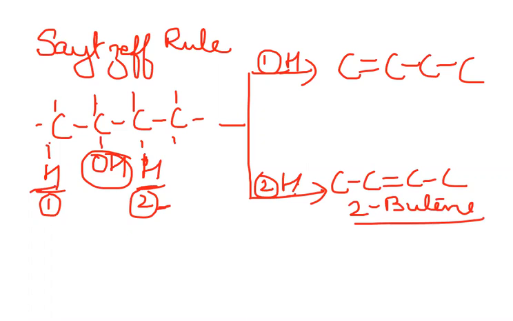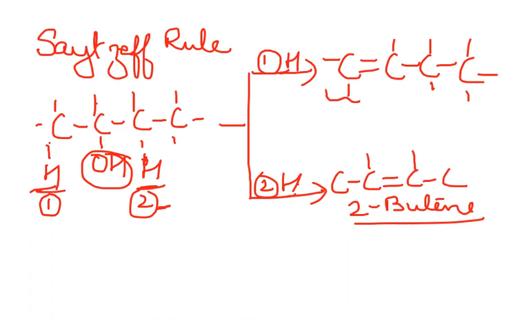What does the Saytzeff rule tell you? That whenever there is an option for the molecule to lose hydrogen and form an alkene in the case of alcohol, or in case of dehydrohalogenation also, the preferred product is a more substituted alkene. So which one is a more substituted alkene? In this case, you see this is having 2 hydrogens and this is having 1 hydrogen, and these are all having 2.